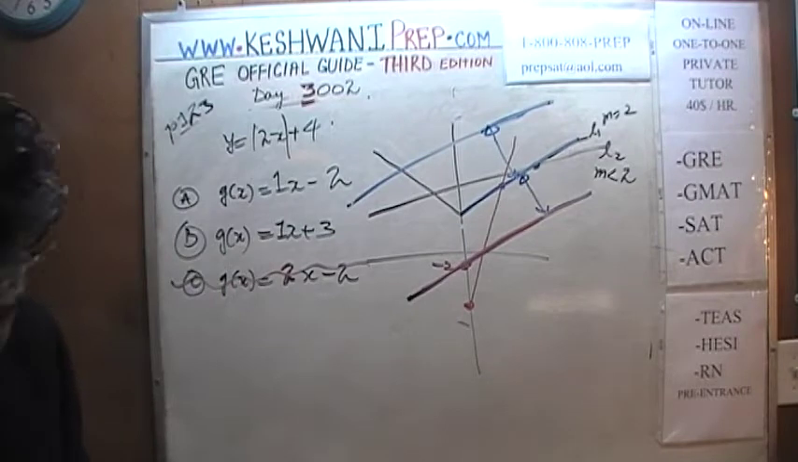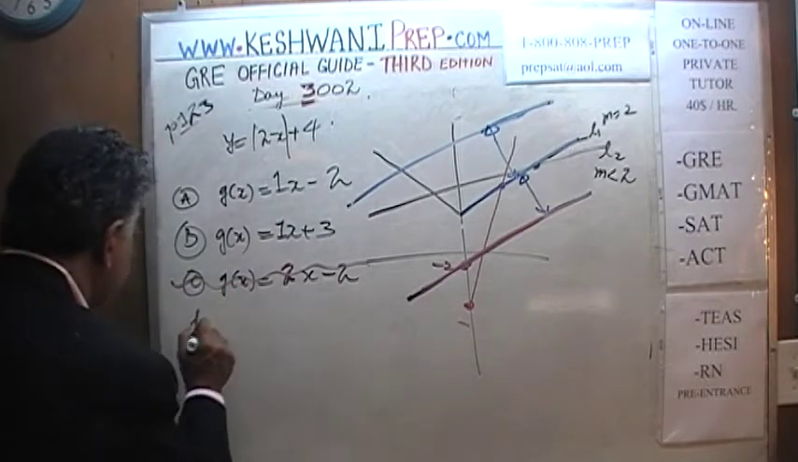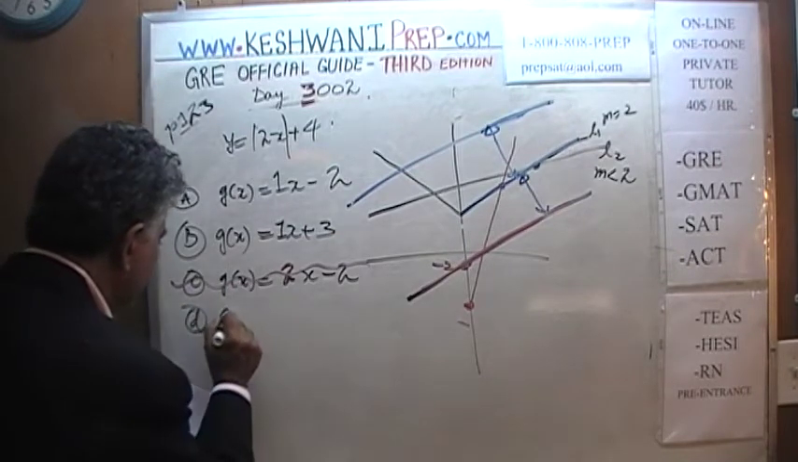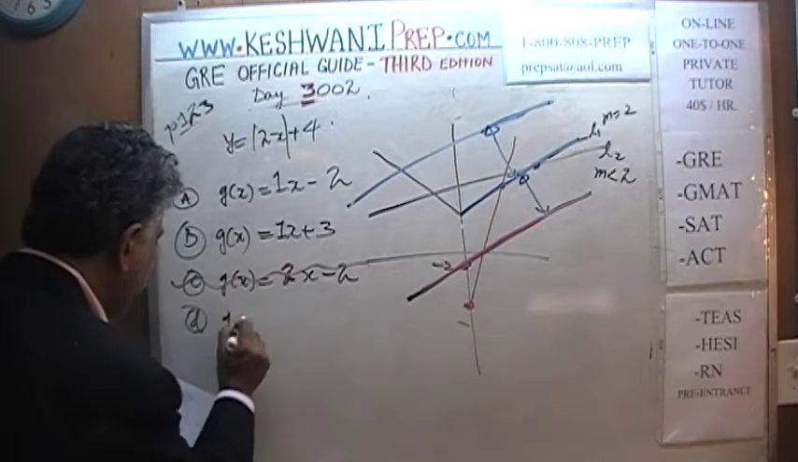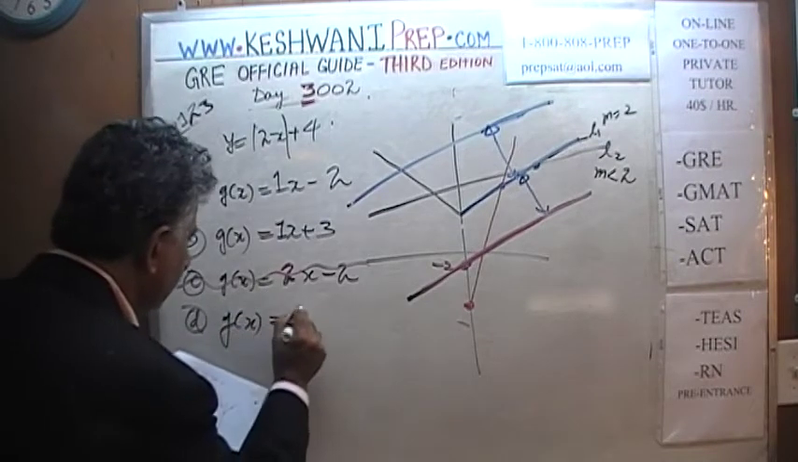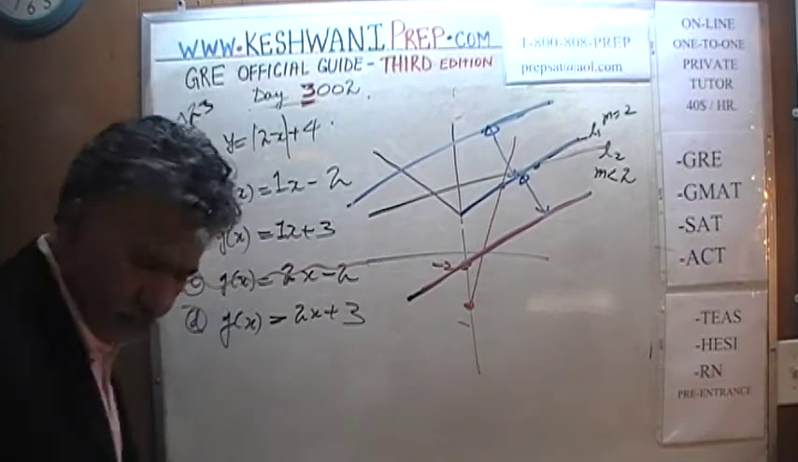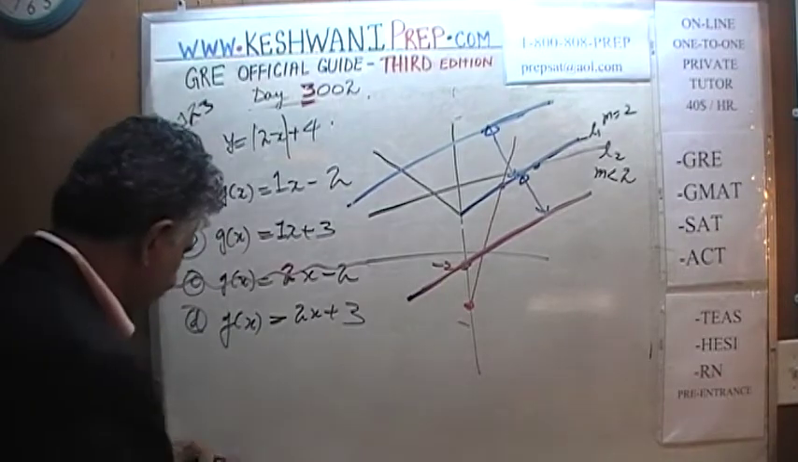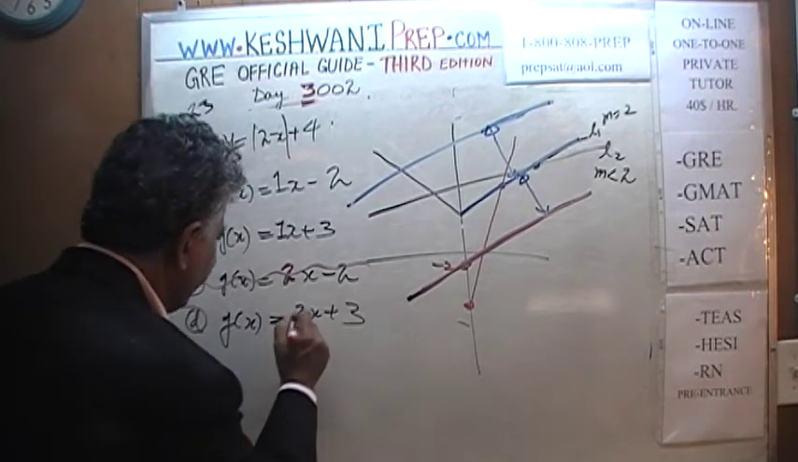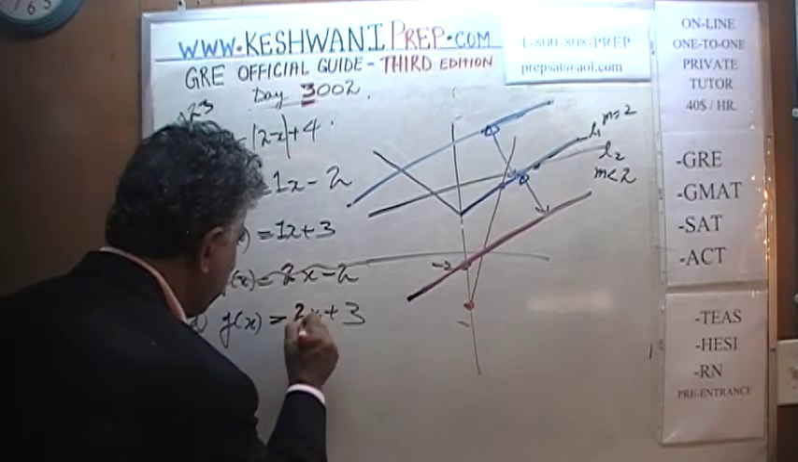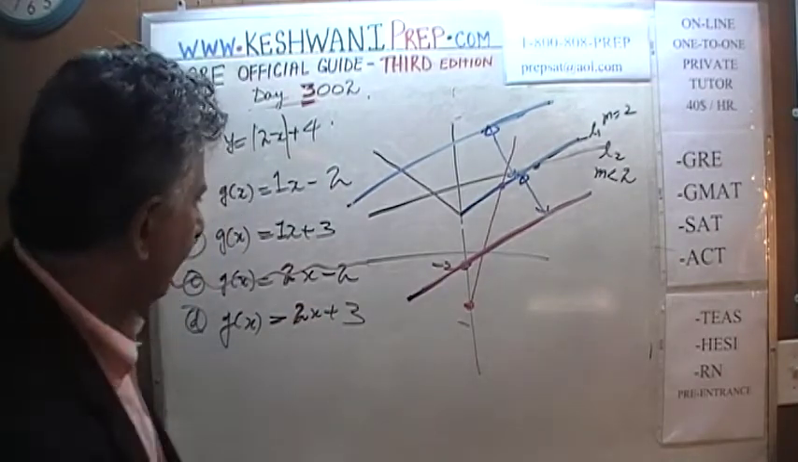Let's look at D. D says g of x is equal to 2x plus 3. Oh, another one with the same slope. A slope of 2.